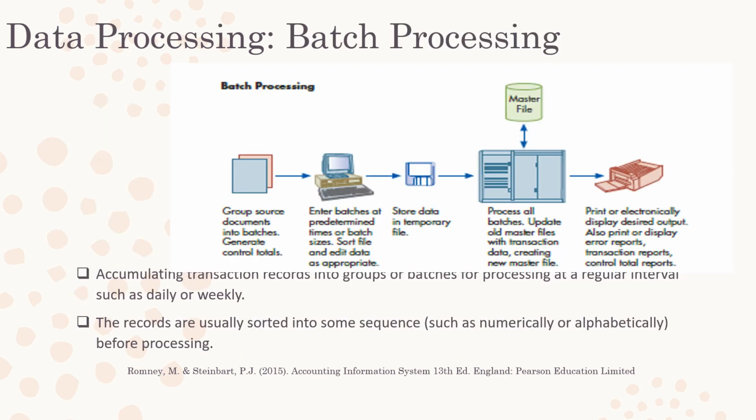When we update the data, we can update it through batch processing. It accumulates transaction records into groups or batches for processing at a regular interval, such as daily or weekly. And the records are usually sorted into some sequence, such as numerically or alphabetically, before processing. This batch processing is cheaper and more efficient than immediate processing or online processing. Thus, companies usually use this processing method, the batch processing.